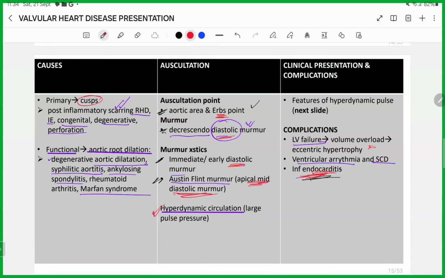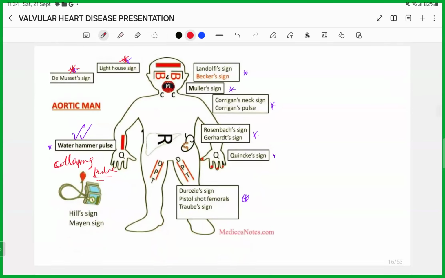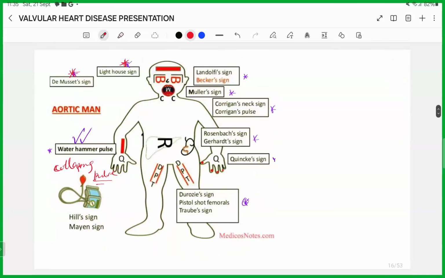And so in terms of its clinical presentation, which is high yield, you have the features of hyperdynamic circulation, which are shown by this man who is known as the aortic man. So you usually have various signs. There are so many, but important ones are this one for the carotid, which is known as the carotid neck sign. You have Muller's sign, which is like a uvula that is dancing, and then you have water hammer pulse in the arms, which is a collapsing pulse. Others, lighthouse sign, Demoiselle sign. There are so many.